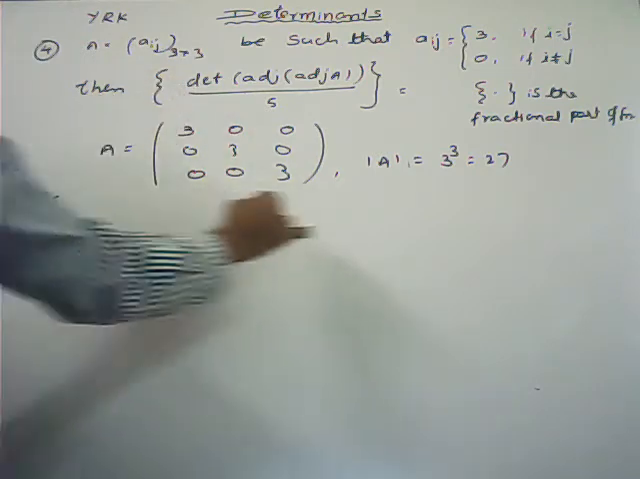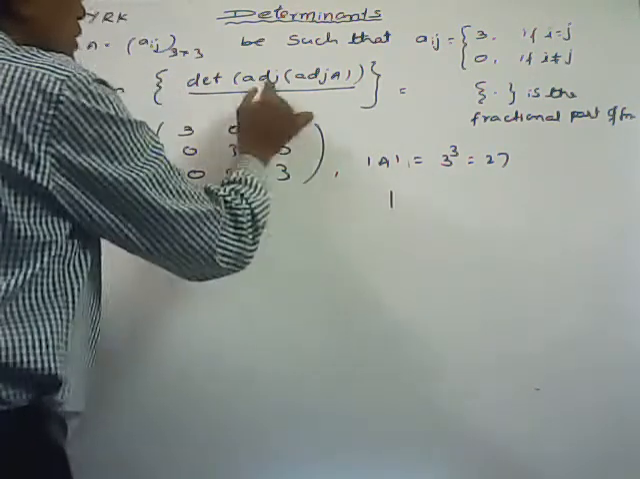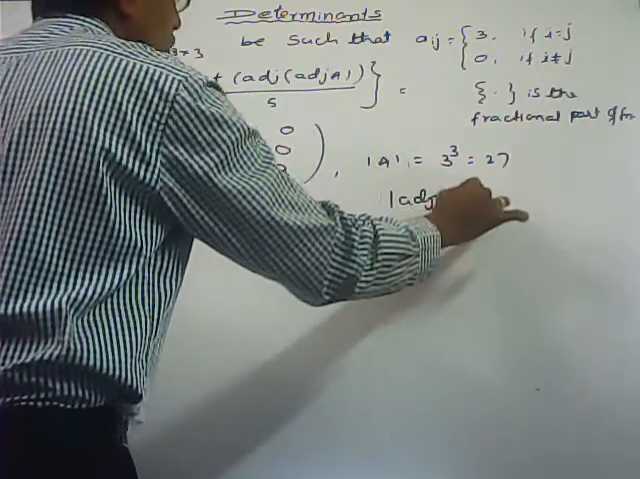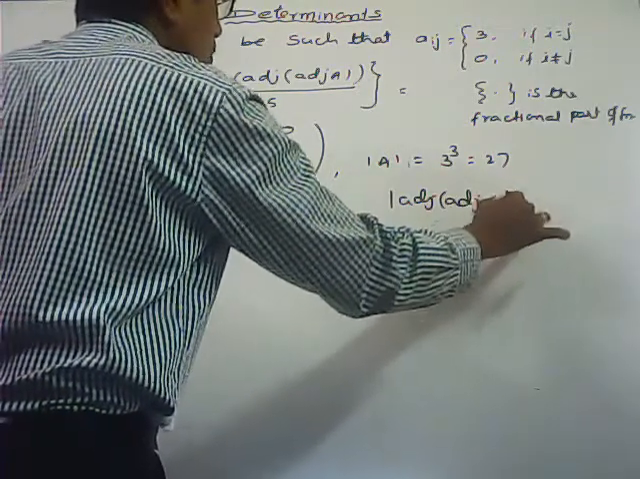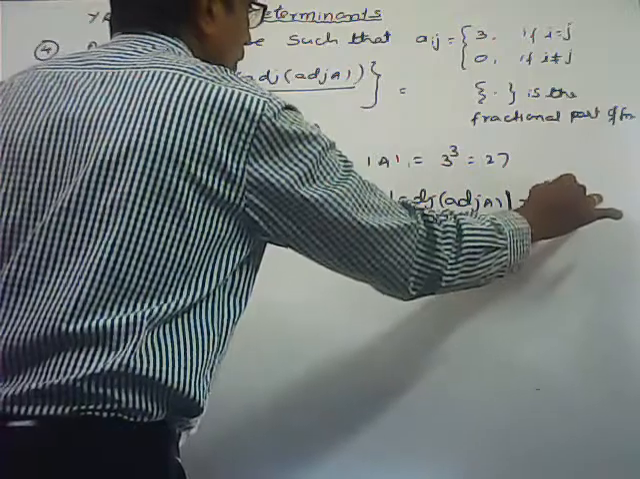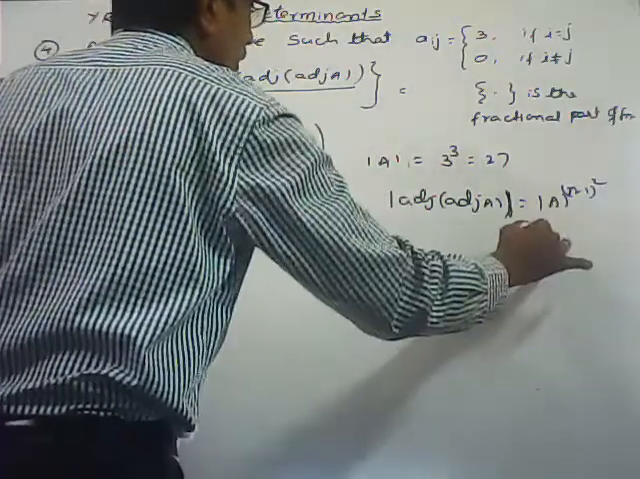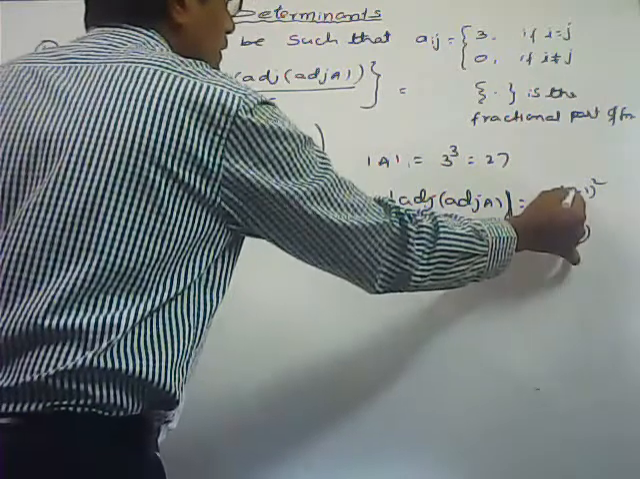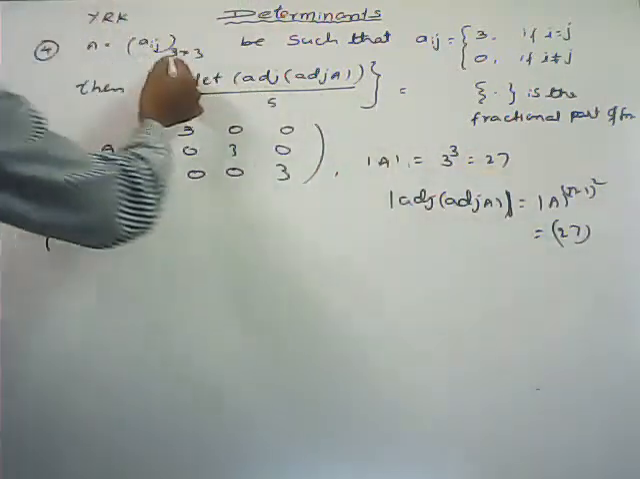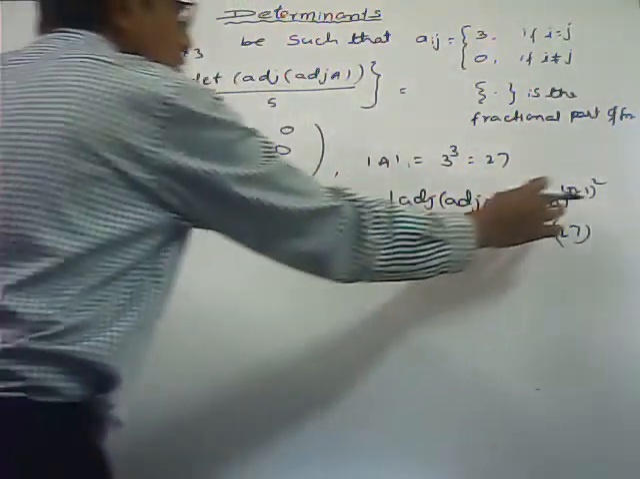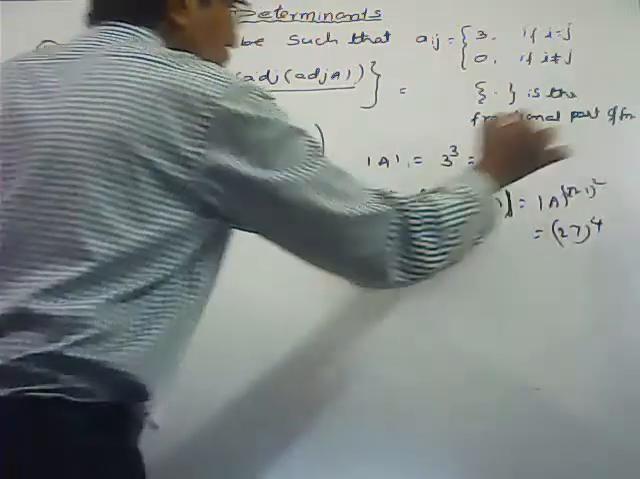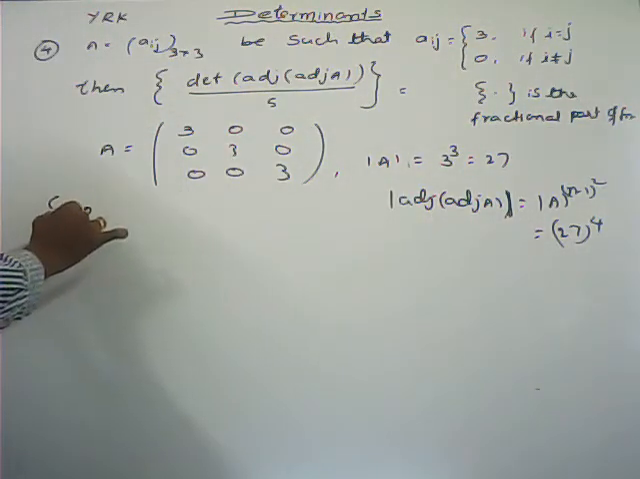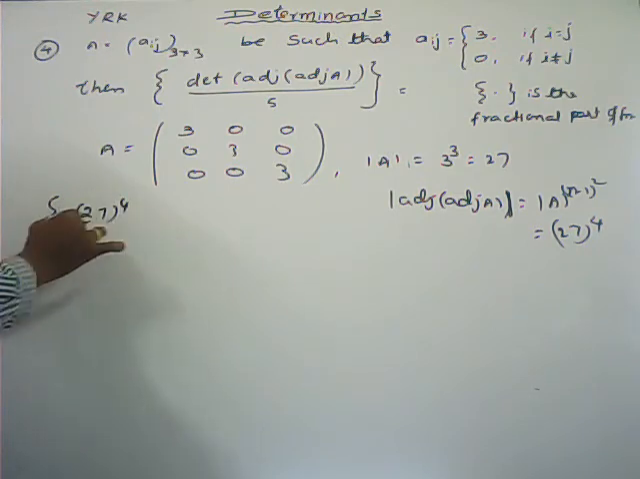Det of adjoint of A is equal to (det A) whole power (n minus 1) whole squared. Det A is 27, whole power (3 minus 1) whole square. Here what is the order of the square matrix? 3. 3 minus 1 is 2, 2 square is 4. So det of adjoint of A, I got, is 27 whole power 4 whole by 5.